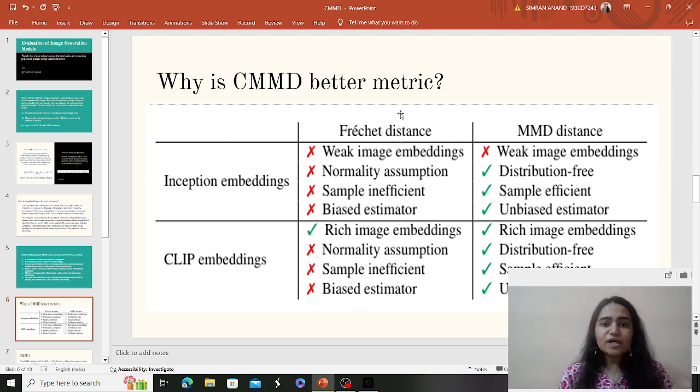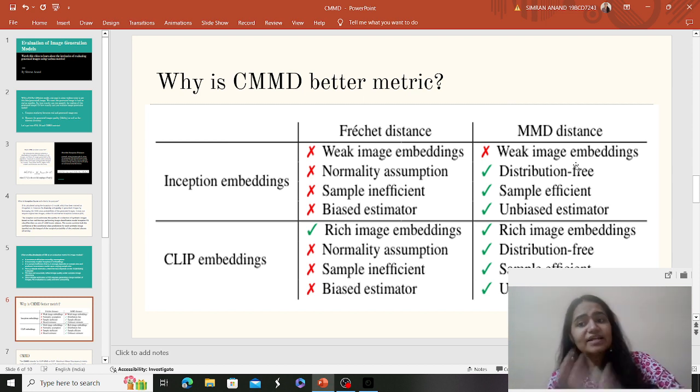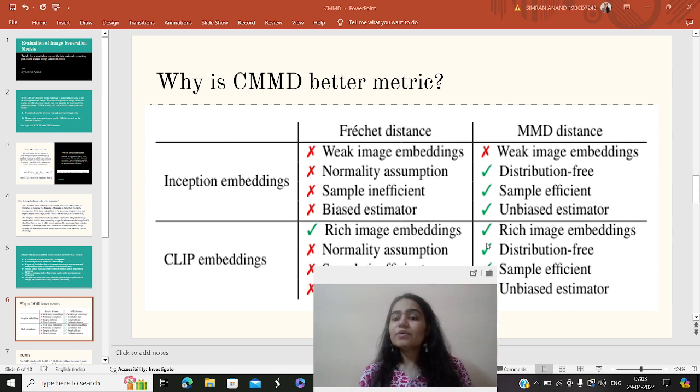Now coming to the next point, Frechet distance and CLIP embeddings. Because of CLIP, it has rich embeddings, but all the drawbacks are still there because of the Frechet distance. Whereas with MMD distance and CLIP embeddings, what is the plus point? The plus is that rich embeddings are generated because of the CLIP embeddings. So CMMD is using rich qualitative embeddings of the CLIP model. CMMD is a distribution free metric because of the MMD distance used here.